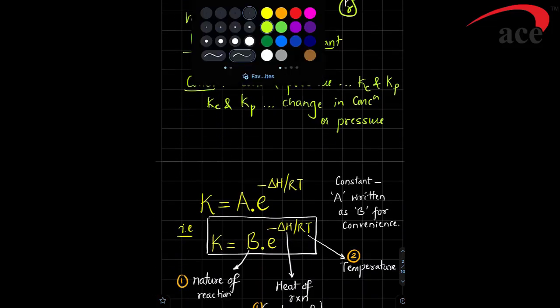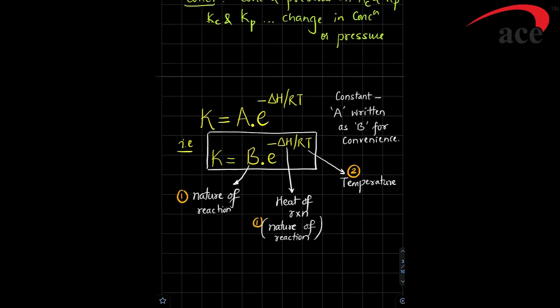So what are the factors on which Kp or Kc depends? We have a formula: equilibrium constant is A multiplied by e to the power minus delta H by RT. The constant A I have just written as B for convenience. So the formula that we are going to popularly remember henceforth is: equilibrium constant K is B e to the power minus delta H by RT.